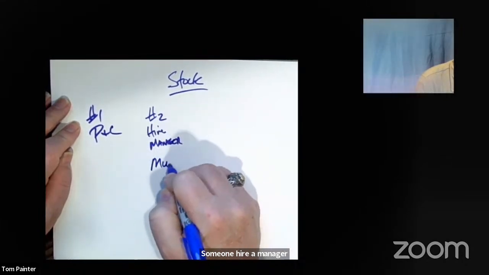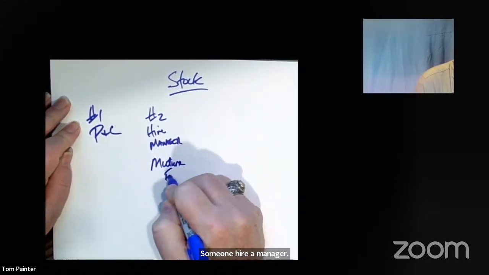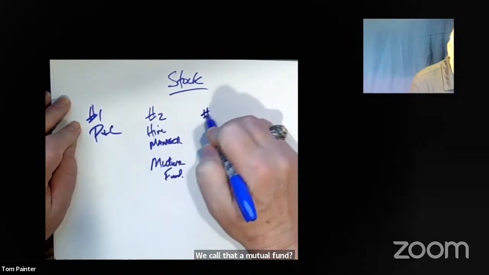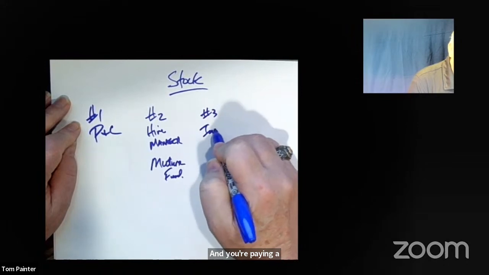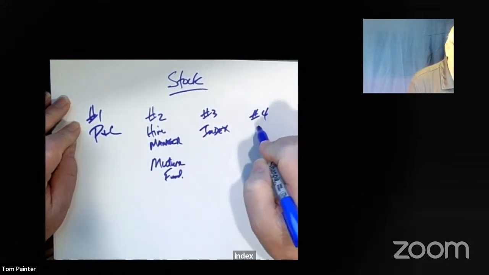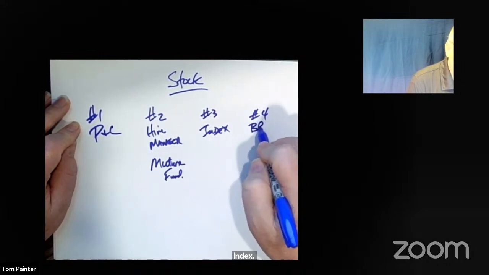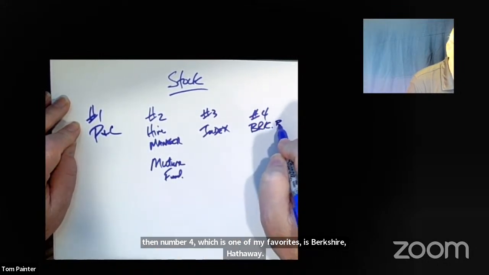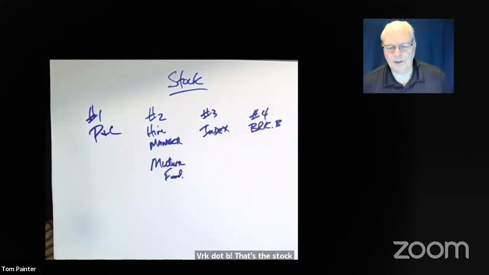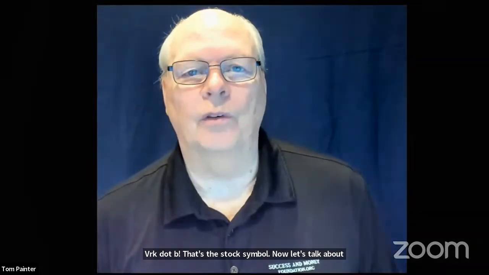We call that a mutual fund. And you're paying a manager. Number 3 is what we call an index. And then number 4, which is one of my favorites, is Berkshire Hathaway, BRK.B. That's the stock symbol. Now, let's talk about these 4 different ones for just a second and give you an overview of what they are.